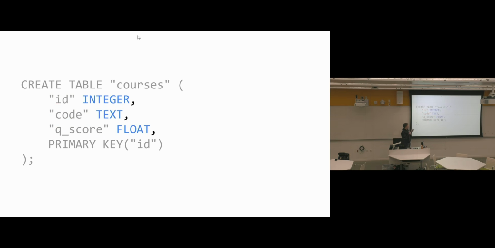Now, an important thing might be the type of data that we want to represent here. So the ID, it makes a lot of sense for it to be an integer. The code could be like CS50, that has letters and numbers. That could be a string, a text. And then you could have something like the Q score, right? Or just some other information about that course that you want to be in the row.